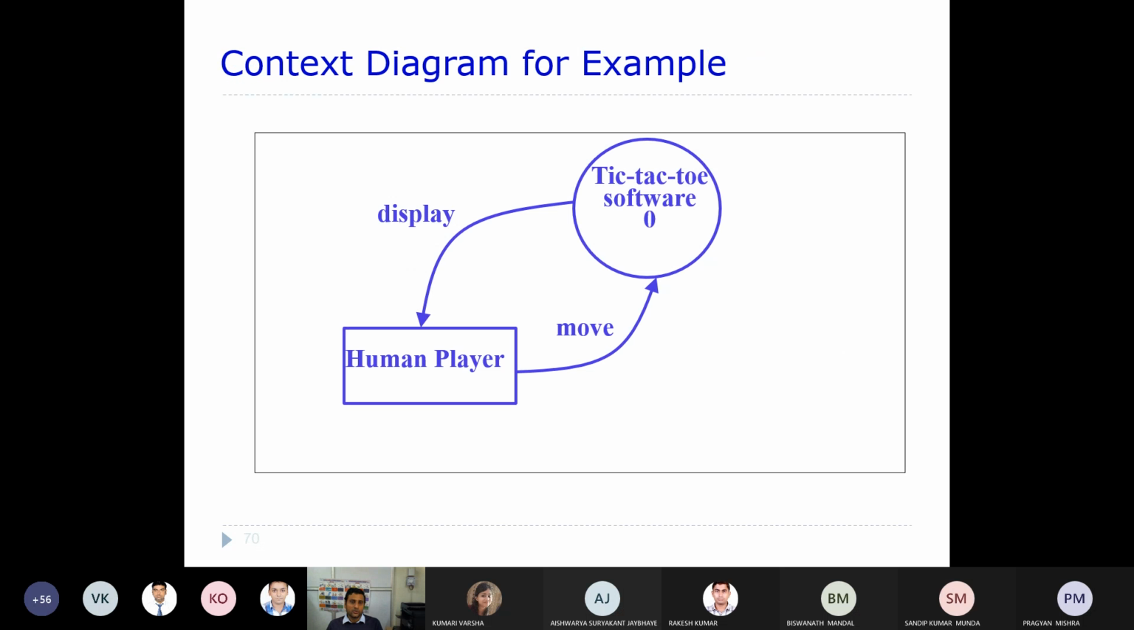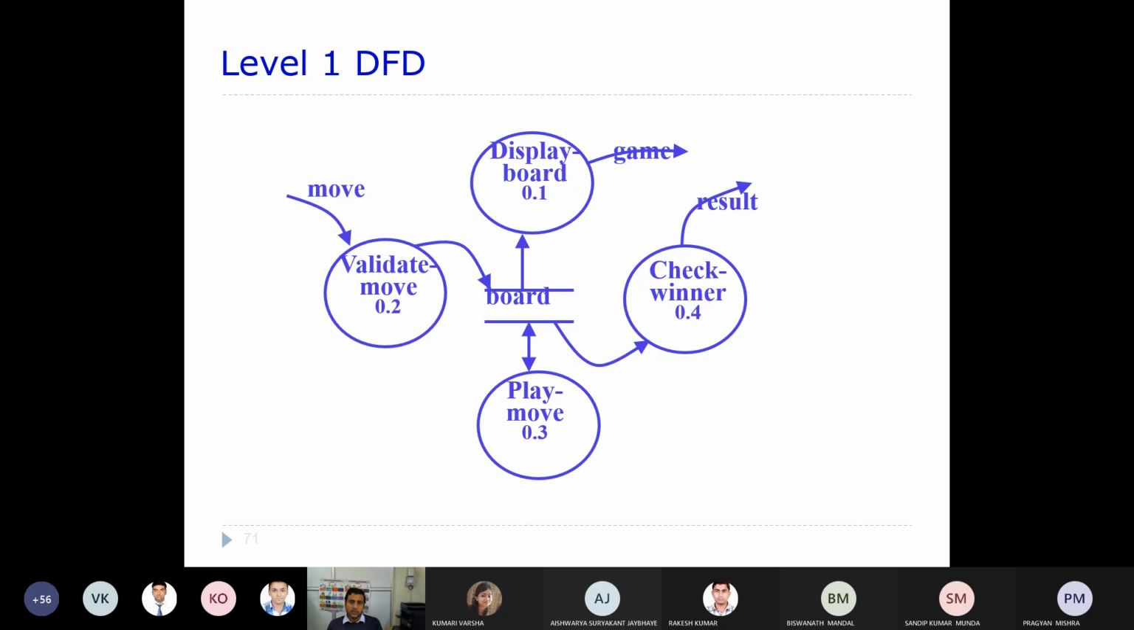For this you can have a context diagram like this, right? The human player who is going to give the moves, and then the external human player who is going to see the result of this game also, right? So this is a context diagram.